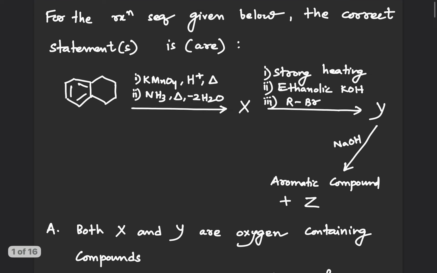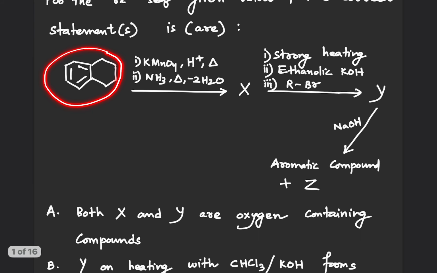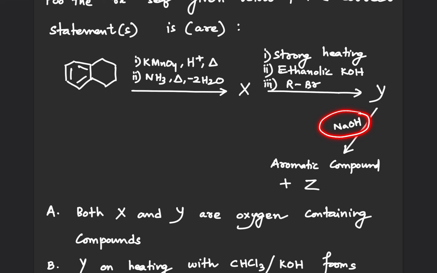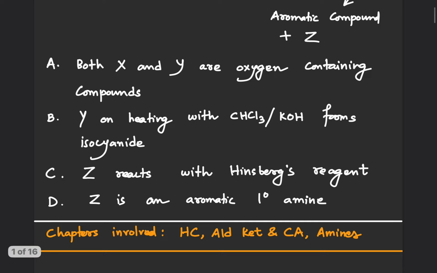Okay. So we have a starting compound and this guy is reacting with few reagents to give us X. X is again reacting with few reagents to give us Y. Y is reacting with NaOH to give us aromatic compound plus Z. Okay, and there are few options which are given to us based on X, Y, Z.